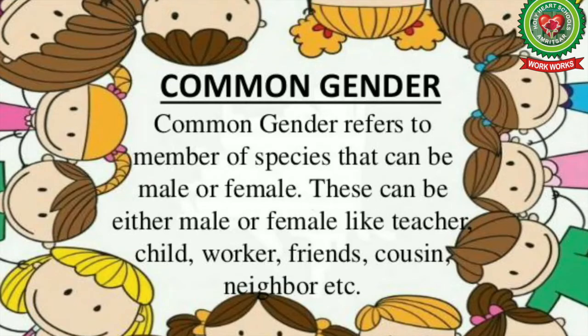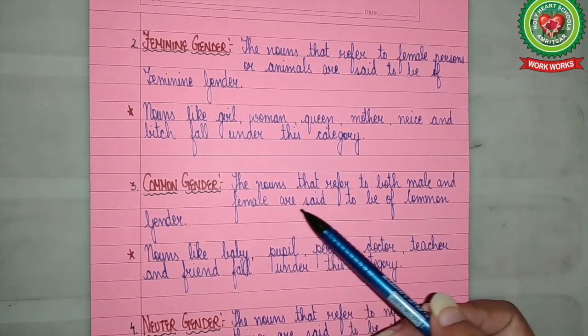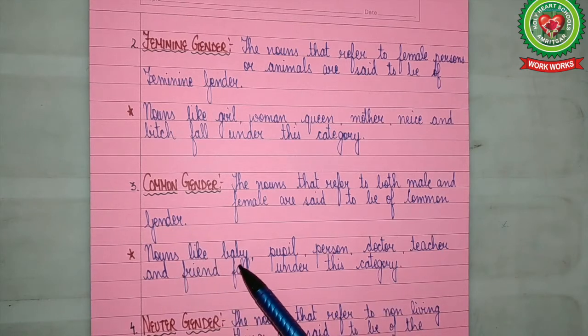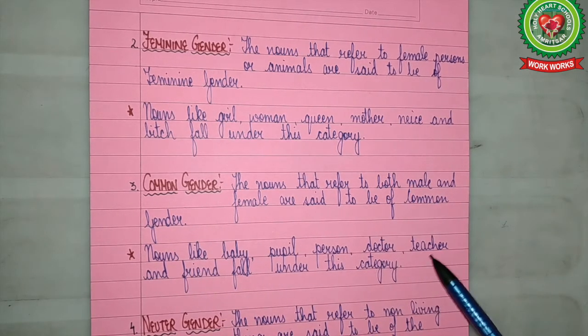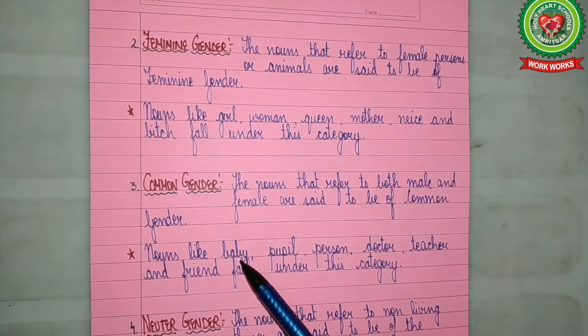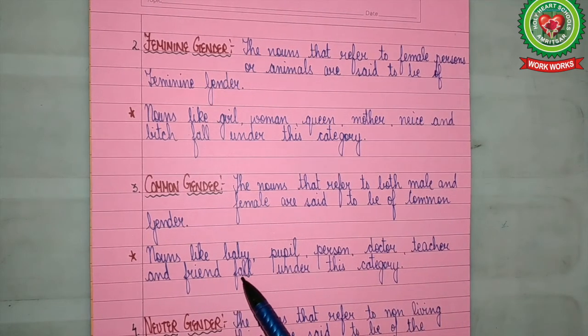Now let us discuss common gender. The nouns that refer to both male and female are said to be of common gender. Nouns like baby, pupil, person, doctor, teacher and friend fall under this category. Now this baby, pupil, person, doctor, teacher and friend can be both male and female, so common gender.